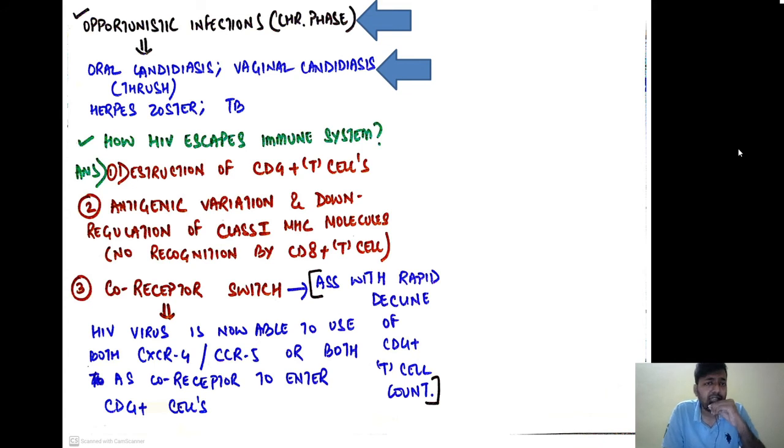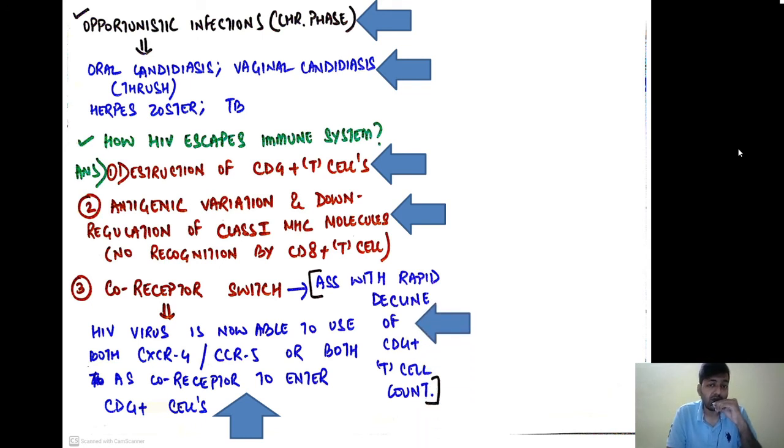So how does the HIV escape the immune system? Because there is a destruction of the CD4 plus T cells. Again, there is antigenic variation and down regulation of class 1 MHC, so there is no recognition by the CD8 plus T cells, and there is a co-receptor switch. Now what is the co-receptor switch? The HIV virus is now able to use both chemokine receptors, that is CXCR4 as well as CCR5, as co-receptors to enter the CD4 plus cells. Remember, this co-receptor switch is associated with a rapid decline of the CD4 plus T cell count.